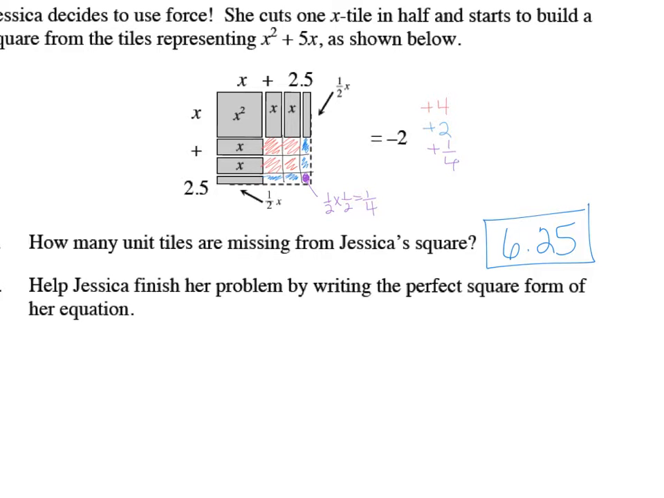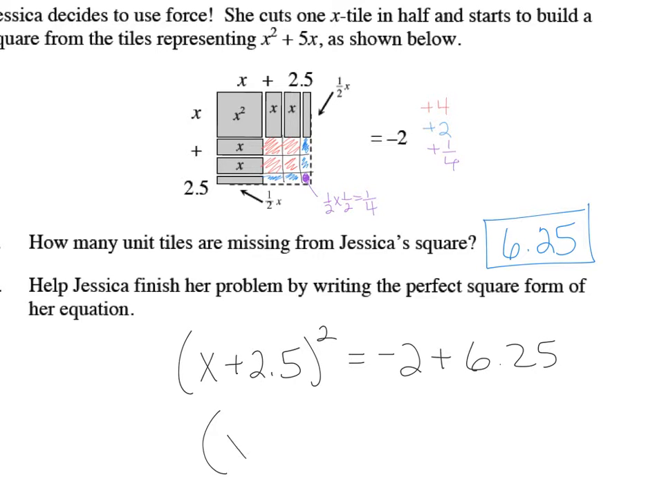And then it says, help Jessica finish her problem by writing the perfect square form of her equation. So now the perfect square form of her equation is going to be x plus 2.5 squared. Those are the dimensions of her square. And that's going to be equal to negative 2 plus 6.25. Or another way to write it, x plus 2.5 squared equals 4.25. And we could go through and finish solving it from there by taking the square root of both sides. And it'll work. It just isn't as pretty as all the other ones.